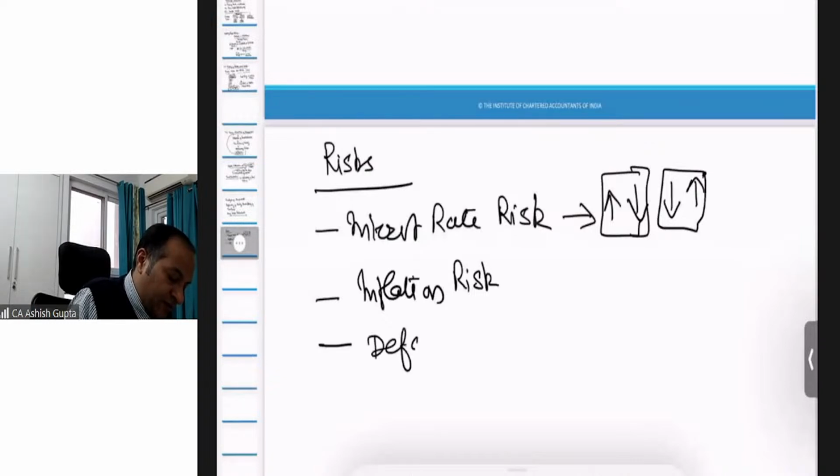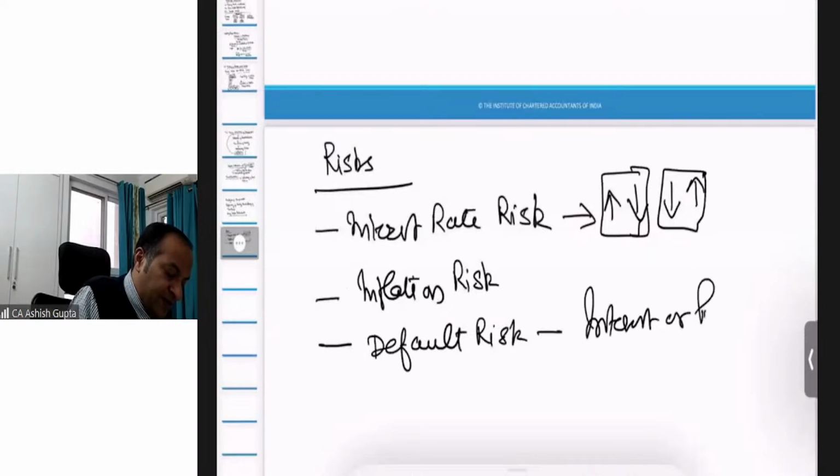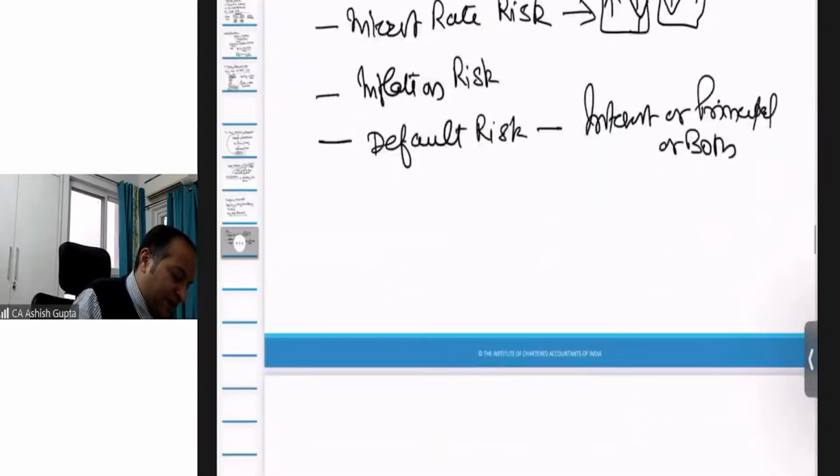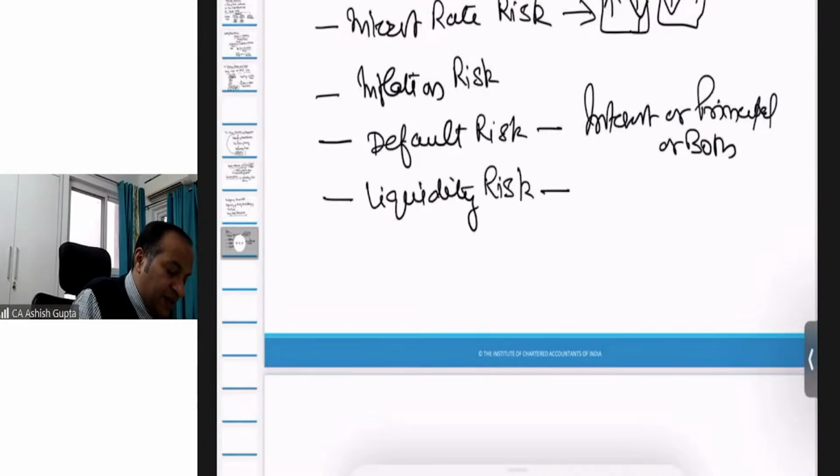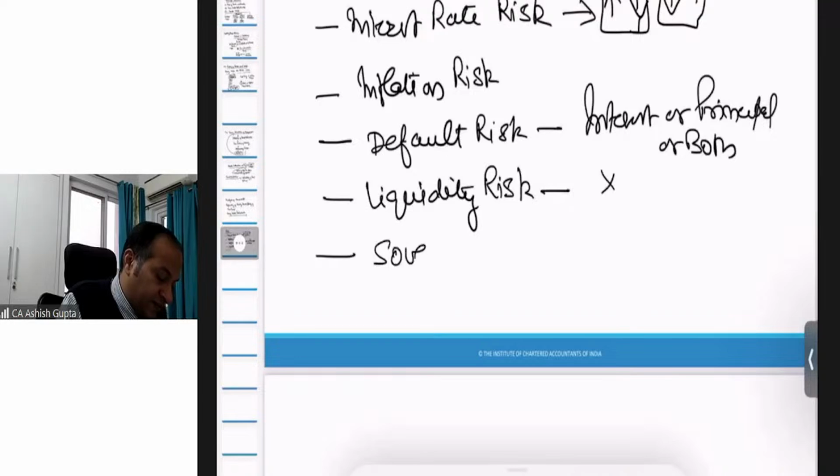Default risk: it can be in the interest payment, or principal, or both. These are the various risks. You should have an idea about what these kinds of risks are. Then comes liquidity risk: the company does not have the money to refund the amount or make the interest payment. Then sovereign risk.